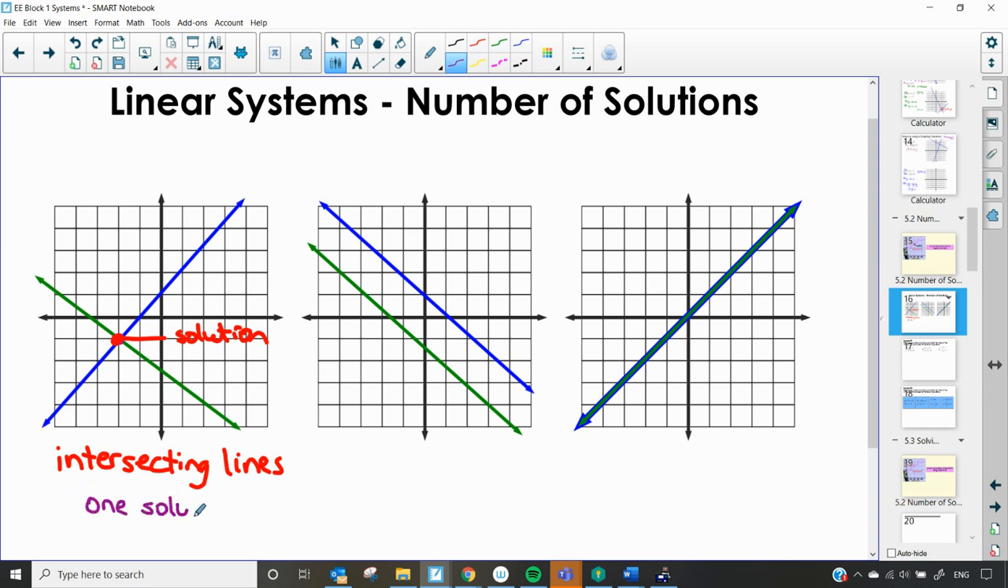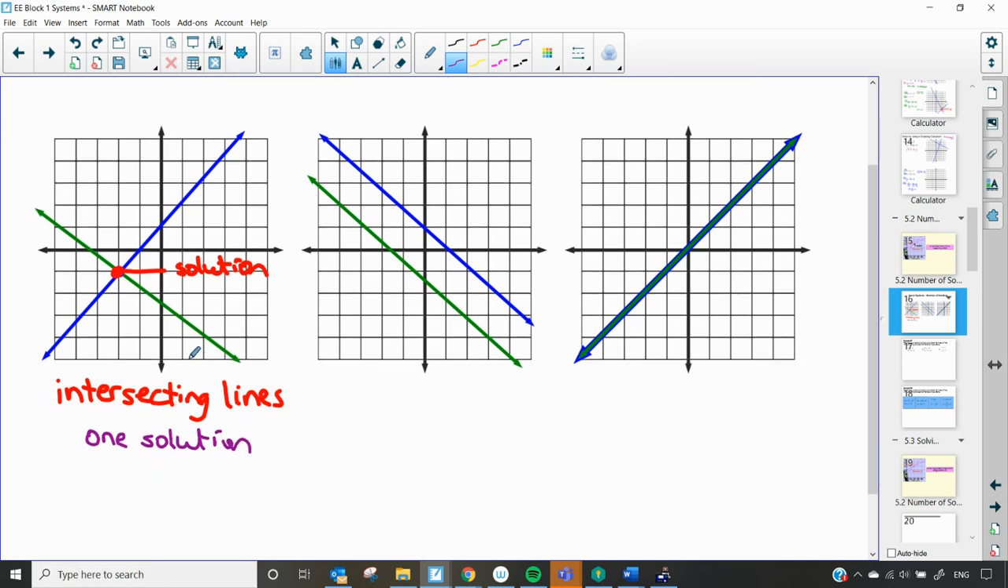Now, one key standout if we're looking to see if something has one solution or not is that these two lines will have different slopes. So as soon as you look at your equations, if they have different slopes, then that should be the indicator that they are intersecting lines or there's going to be one solution.